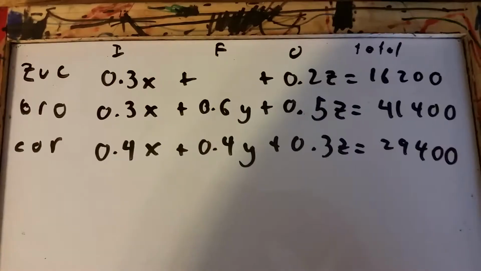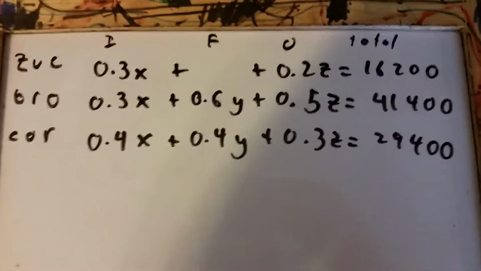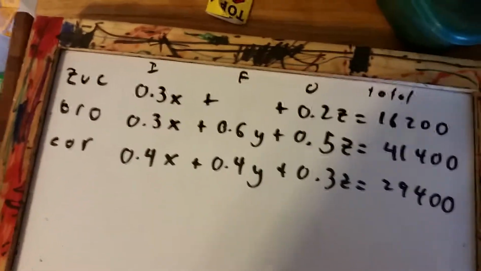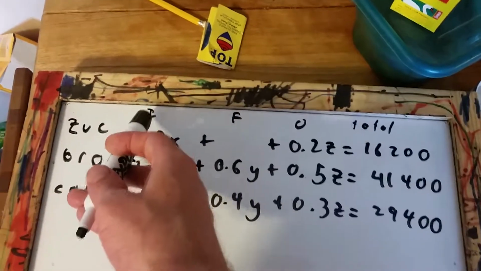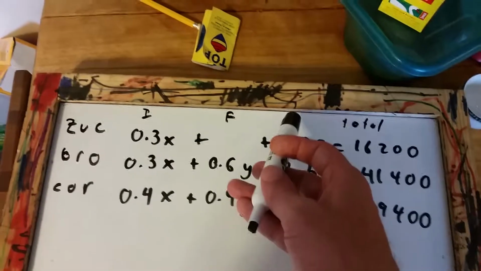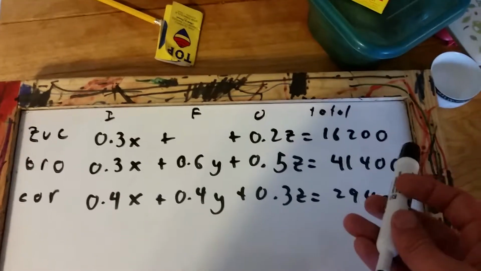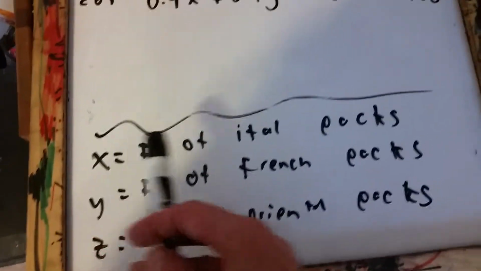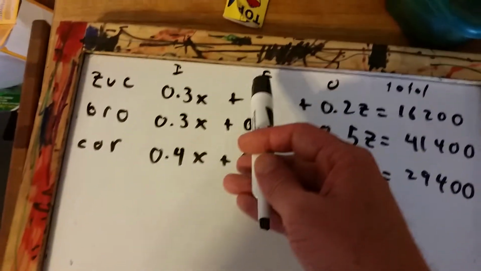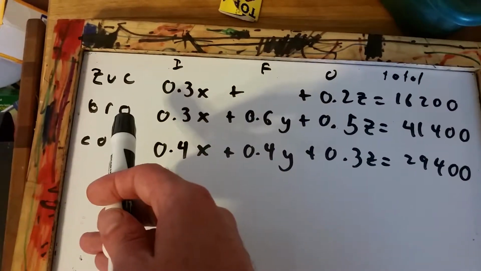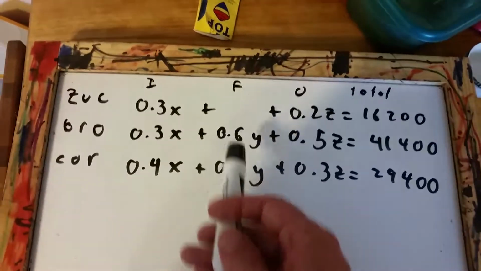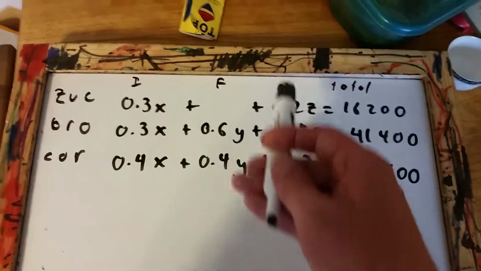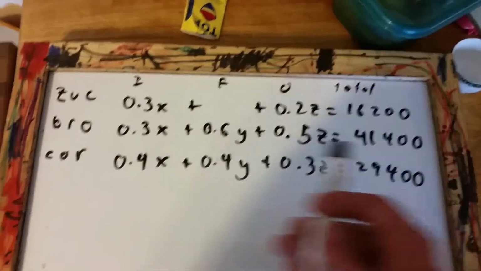Okay, so now I've set up my system of equations. You see my zucchini: I had 0.3 times the number of Italian packages, 0.2 times the number of Oriental packages equals 16,200, right? Number of Italian packs, number of Oriental packs. Under French, there was nothing, so I left a space here. For the broccoli, I have 0.3 times the number of Italian, 0.6 times the number of French, 0.5 times the number of Oriental, and I got the total number of broccoli here, and the same thing for carrots.